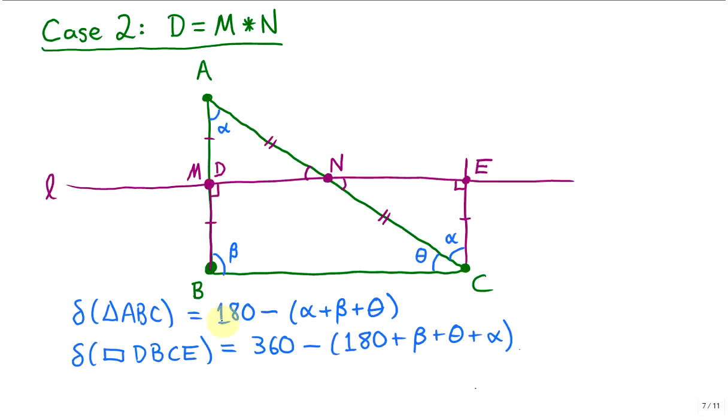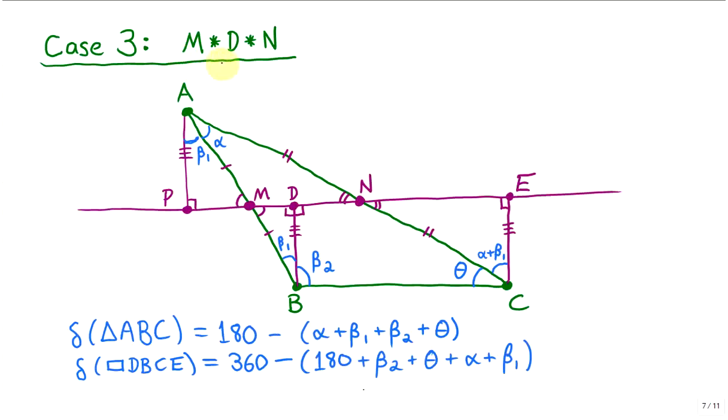The angle deficit of triangle ABC is 180 minus the sum, alpha plus beta plus theta. And the angle deficit of the Saccheri quadrilateral is the same, 360 minus 180 degrees from these two right angles, and the sum of beta, theta, and alpha. So again, these two are equal. And the figures are equivalent by dissection. You just have to move this triangle ADN down into this position of ENC.